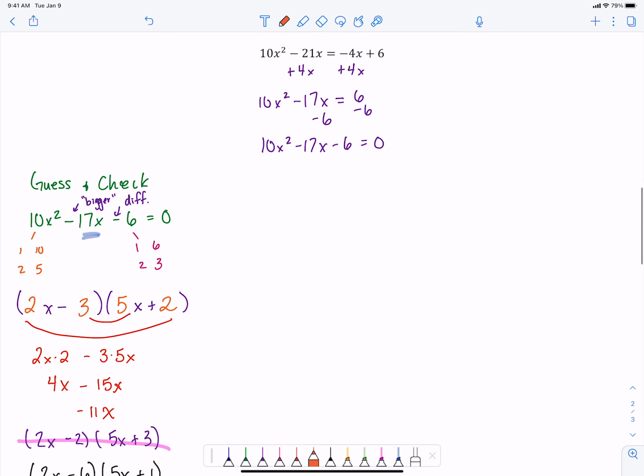It is 10x plus 3 and x minus 2. So we've got it there. And our 2 solutions, because we need to remember that if we're solving this, we've got to set each of those equal to 0. And we get x equals negative 3/10, or we get x is equal to 2.